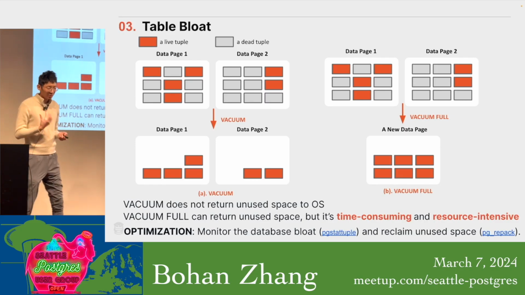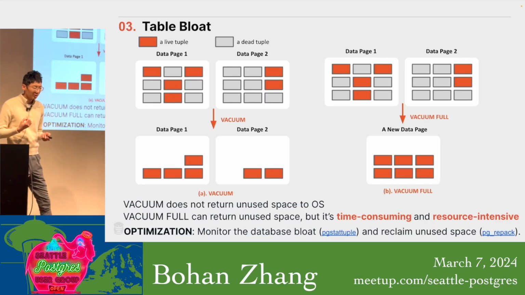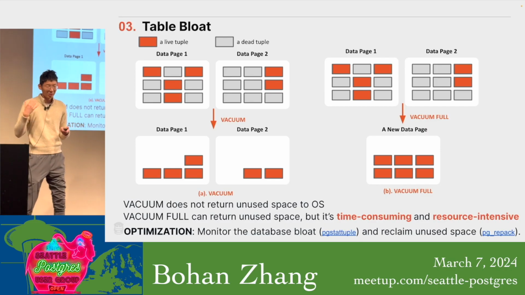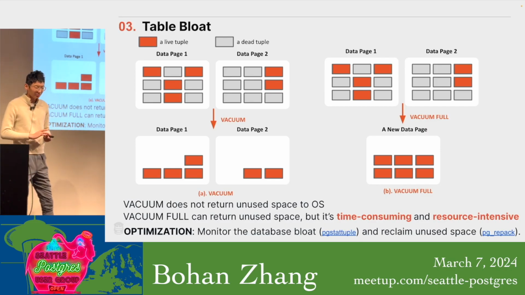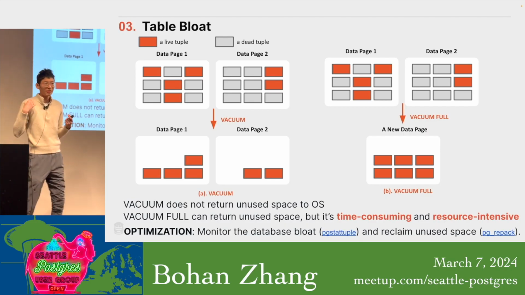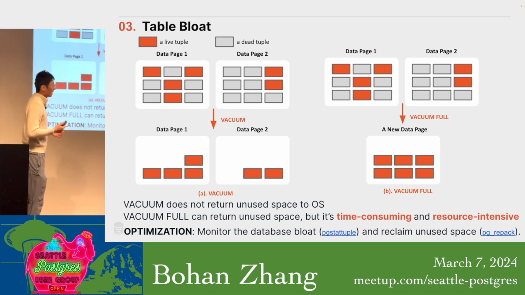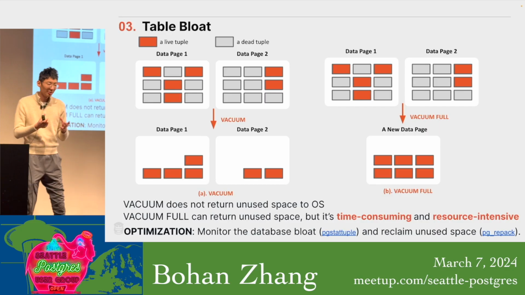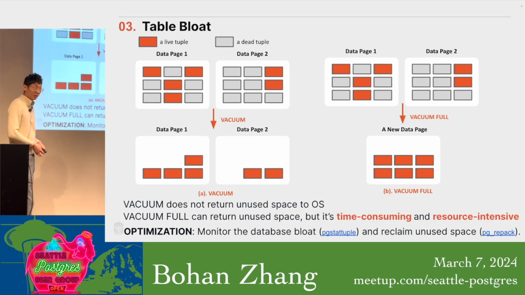So you need to run vacuum full carefully. You don't want to run it at, for example, peak time. You need to find some time when traffic is low and run vacuum full. And also, it blocks other operations. When you run vacuum full, I think it locks the table, so it blocks other operations on that table.